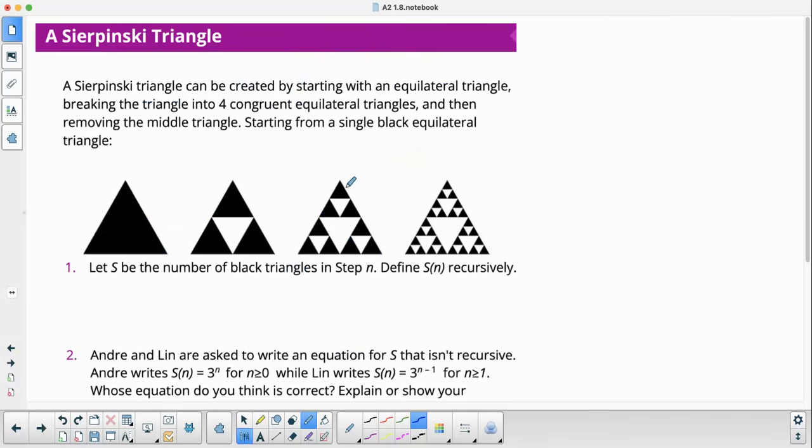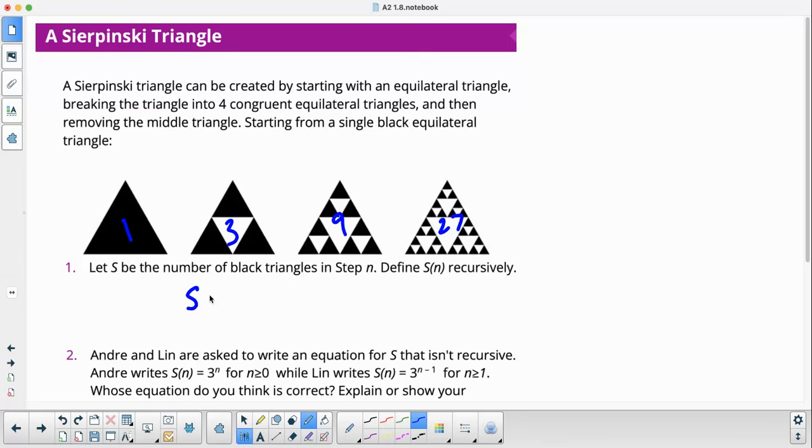All right. A Sierpinski triangle can be created by starting with an equilateral triangle and breaking the triangle into 4 congruent equilateral triangles and then removing the middle triangle, starting from a single black equilateral triangle. Let S be the number of black triangles in step n. Define S recursively. Okay, so we have 1, we have 3, we have 9, and then if I count the number of black triangles here, it looks like 27.